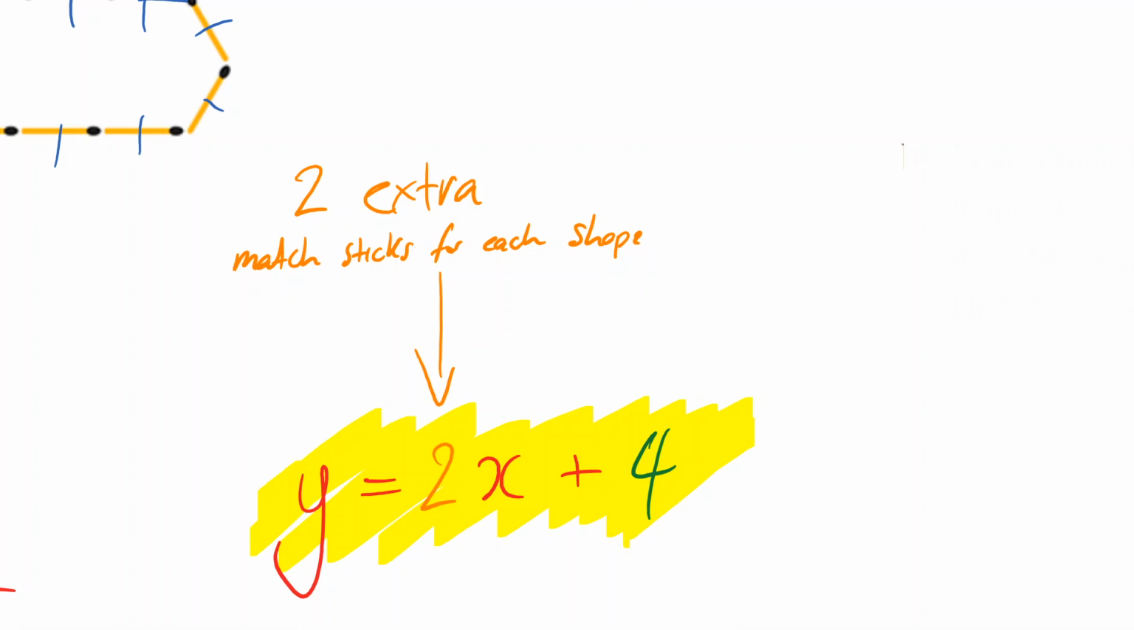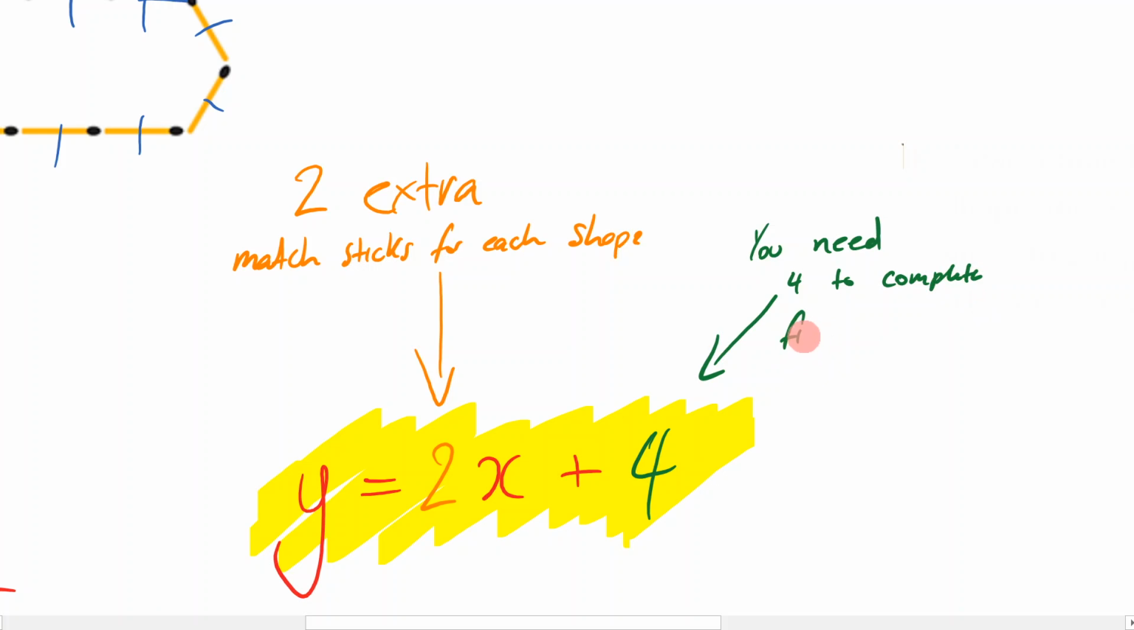Now, what's the 4 telling you? The 4 is saying you need 4 matchsticks to complete the first shape. So 4 matchsticks are needed for the sides to complete the first shape. You need 4 to complete the first shape.